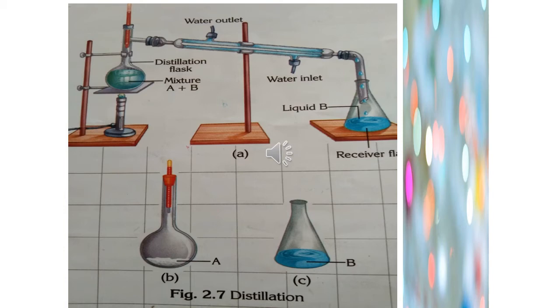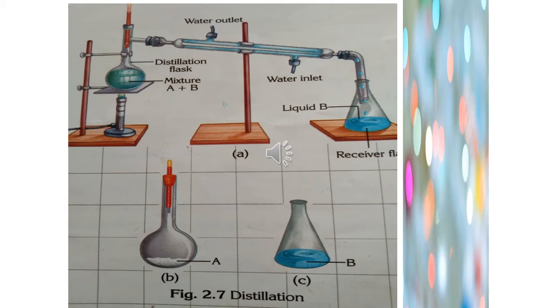Here you see mixture A and A plus B, that means sodium chloride plus water. This is the distillation flask. So the solid component, the sodium chloride, is left behind in the distillation flask, and the evaporated water, after it condenses, comes through the Liebig condenser, then settles in the receiver flask. Which is the receiver flask? That is the receiver flask.